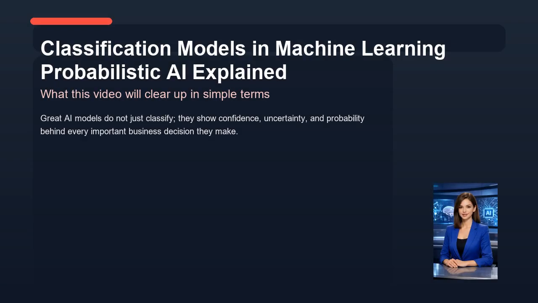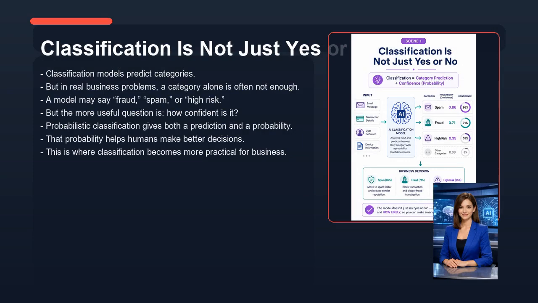Great AI models do not just classify, they show confidence, uncertainty, and probability behind every important business decision they make. Now let's look at how classification is not just yes or no.